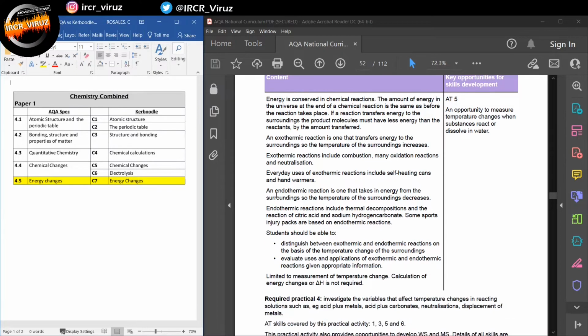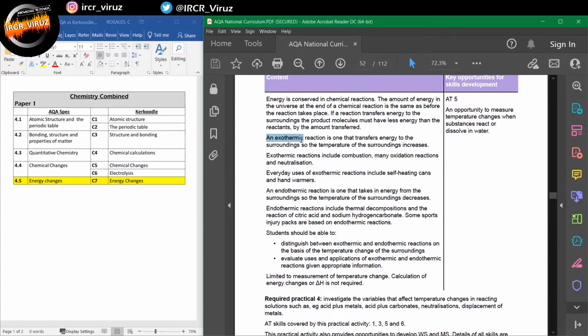Now the first thing you want to understand here is the conservation of energy: energy cannot be created or destroyed, it just changes form. You have two types of chemical reaction. You have an exothermic reaction, which releases more energy than it takes in, and then you also have an endothermic reaction, which takes in more energy than it gives out.